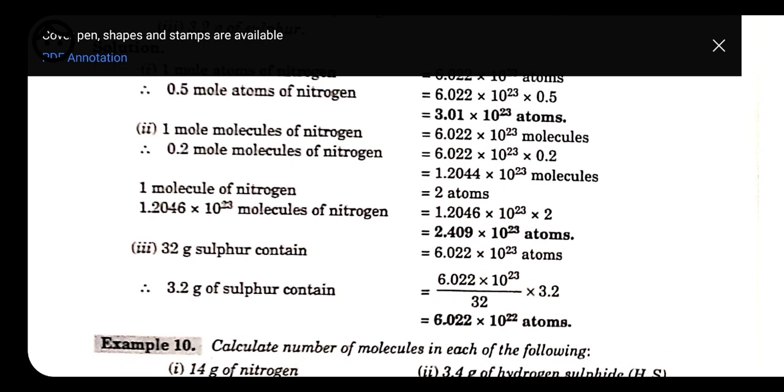Last, 32 gram of sulfur contains 6.022 into 10 to the power 23 atoms, because the mass of sulfur is 32. So one mole of sulfur, 32 gram, contains this much amount. What is asked is the number of atoms present in 3.2 gram of sulfur. So it is 6.022 into 10 to the power 23 divided by 32, multiplied by 3.2, and then we will get the answer.